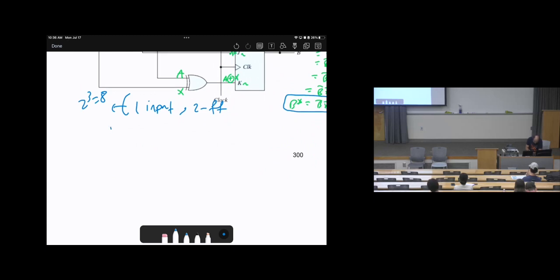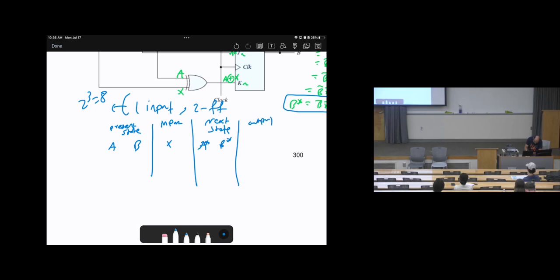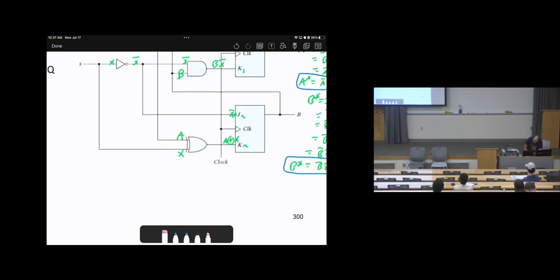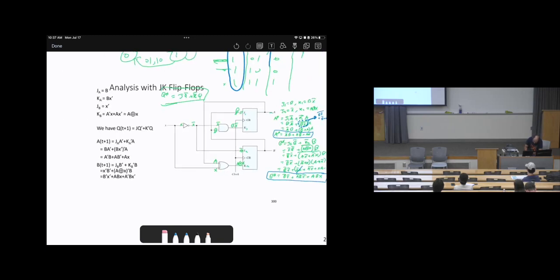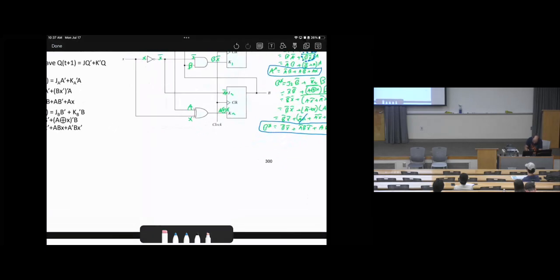So here, present states, which is related to A and B. Then we have inputs, which is X. Then we have next state, which is A star, B star. Then we don't have output, so there's no outputs. Even though you don't need to mention all the outputs. Okay, I need to redraw it. I'm sorry.